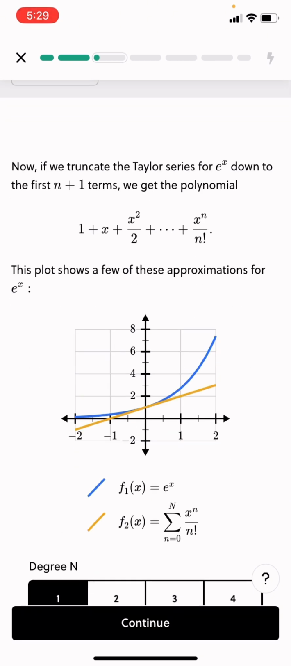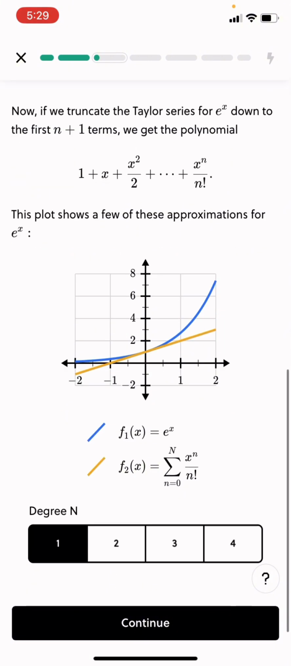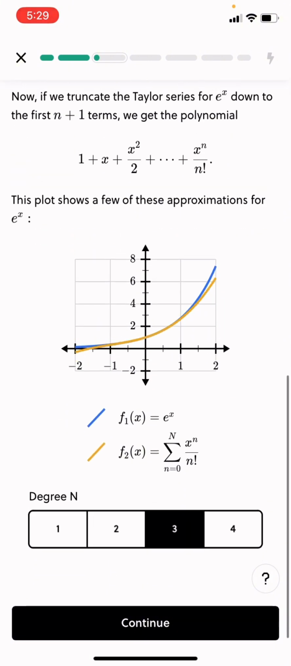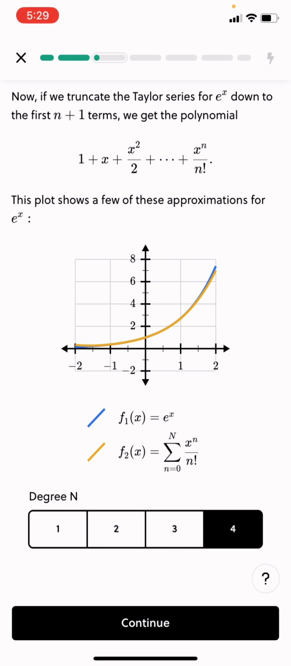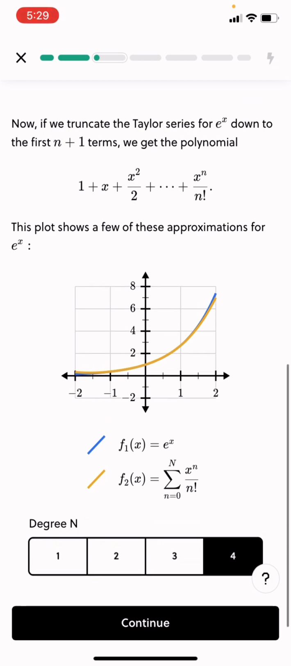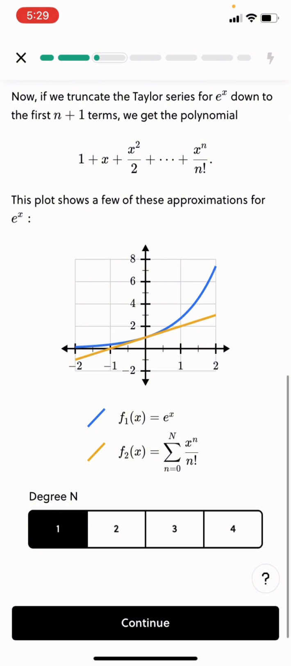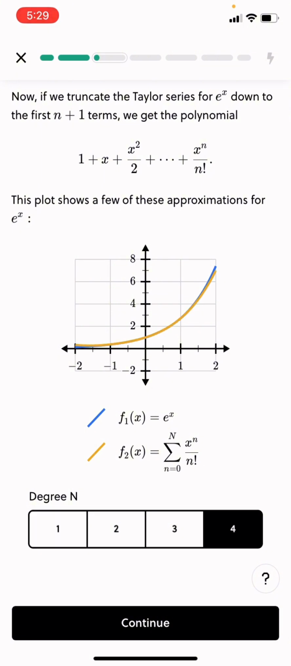Now if we truncate the Taylor series for e to the x down to the first n plus 1 terms, we get the polynomial 1 plus x plus x squared over 2 plus up to x^n over n factorial. This plot shows a few of these approximations for e to the x. As we can see, it gets more and more accurate. It's almost like f1(x) equals e to the x. Right now it's not, but when you get here, it looks almost exactly the same.